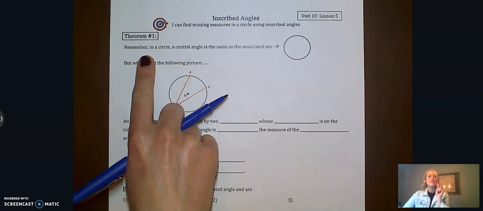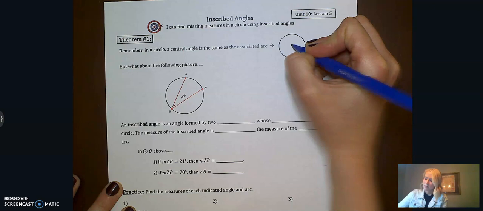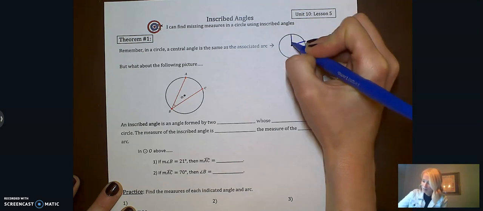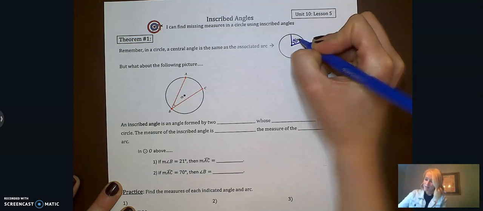Quick reminder, a central angle. We talked about this in lesson 1. A central angle is just an angle that's located at the center. The vertex is at the center. So something like that. That's a central angle. Let's say that it's 40 degrees.